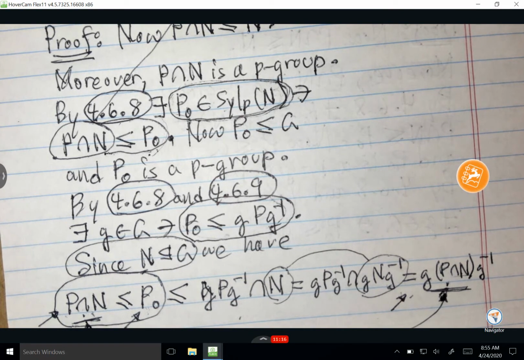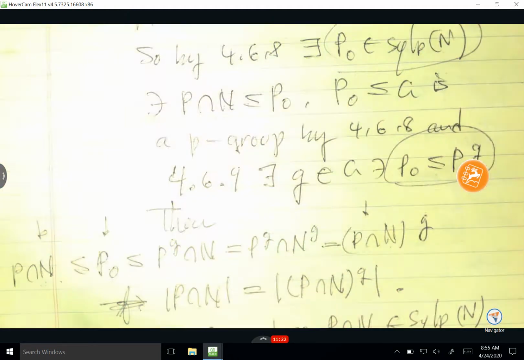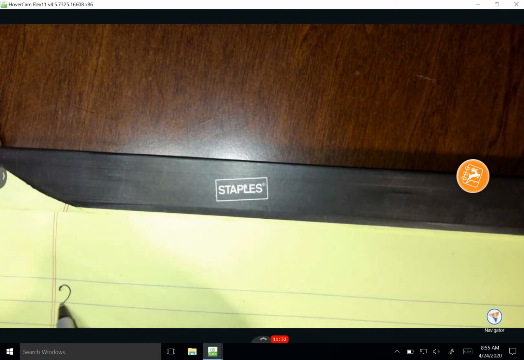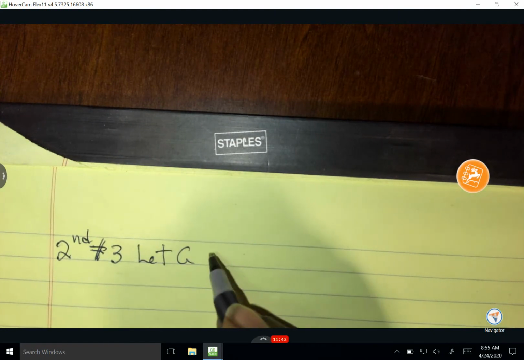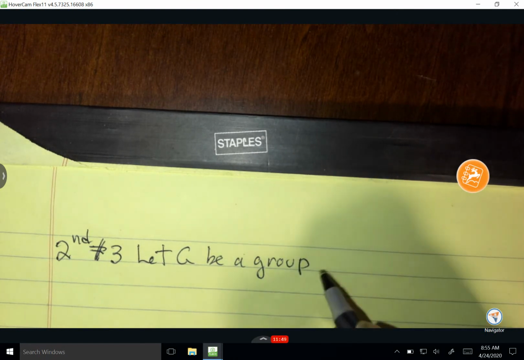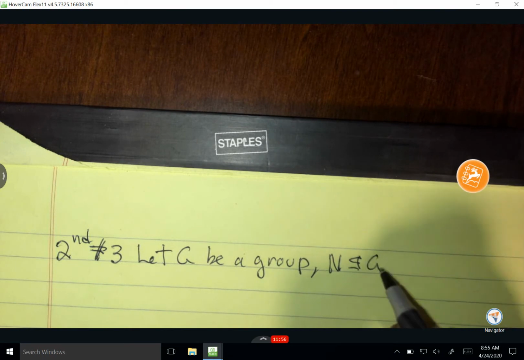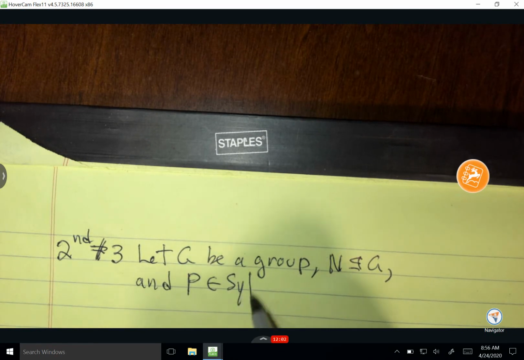Okay, let's do the second problem, number 3. Oh, I gotta get some paper here. Okay, so now the second problem, number 3. Okay? It goes like this. Let G be a group. And again, we're going to have to use Sylow's theorem. Okay? N be a normal subgroup of G. And P be a Sylow P subgroup of N.